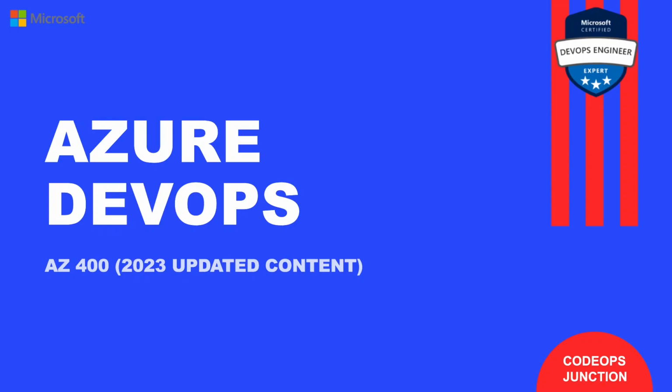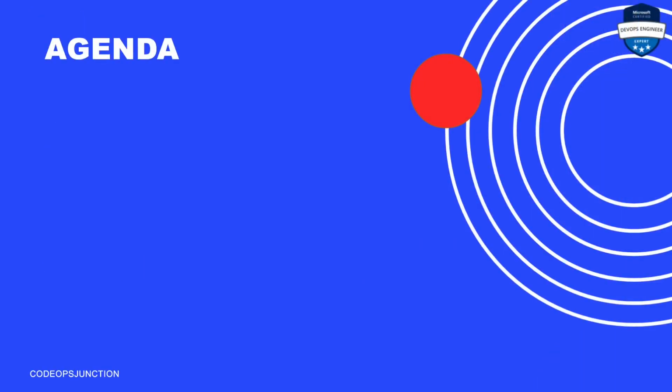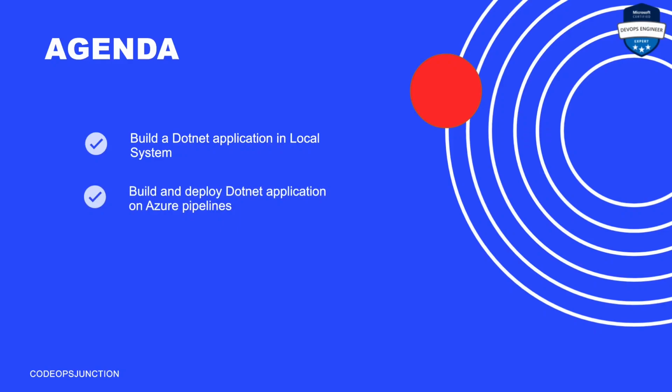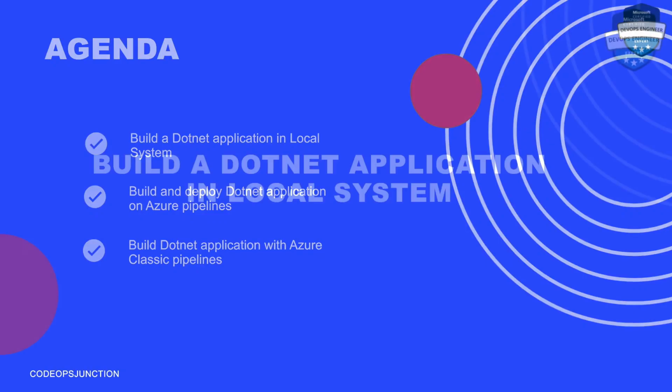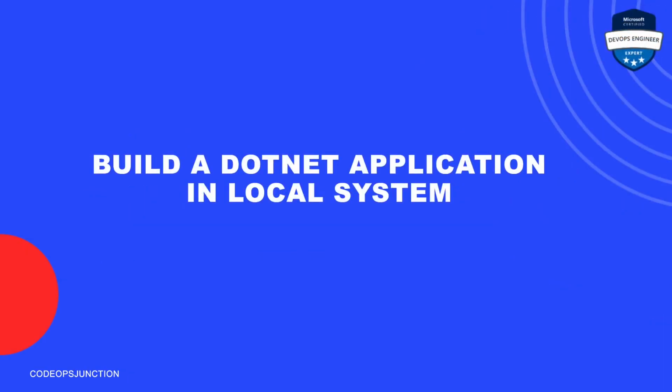So let's get started. First we will see today's agenda. We will see how we are going to build a .NET application in our local system. Second, we will see how we can build and deploy a .NET application on Azure pipelines. At last we will see how to build a .NET application with Azure Classic pipelines. First we will see how to build a .NET application in local system.